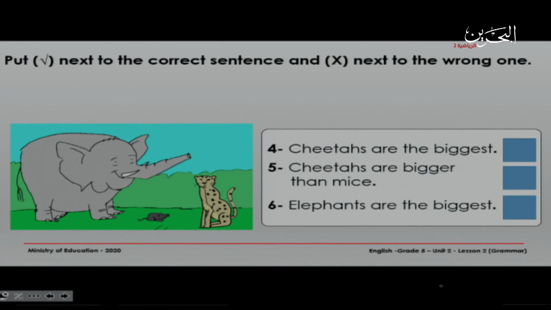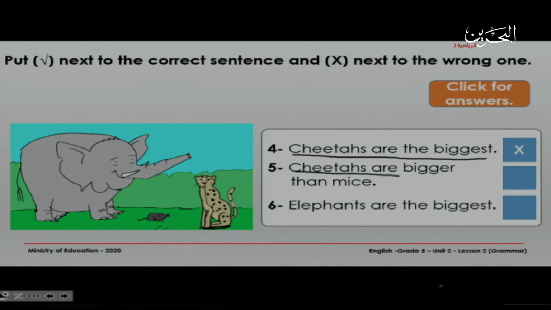Now let's check your answers. Cheetahs are the biggest. Are they? Is it bigger than the elephant? No, very good. Cheetahs are bigger than mice. Look at the mice here. Yes, very good. Elephants are the biggest. Look at the big, nice elephants. Yes, excellent.